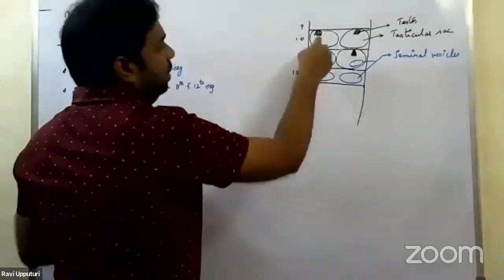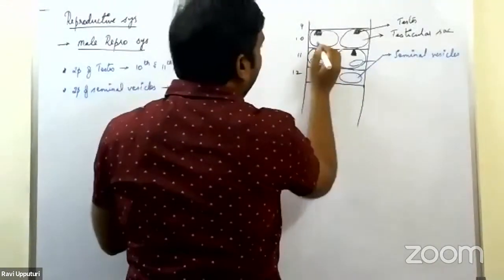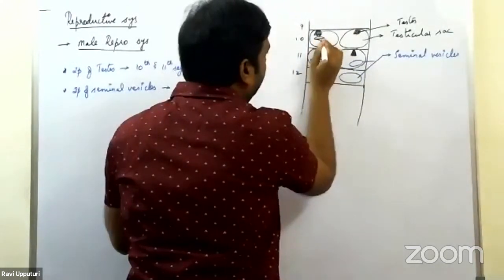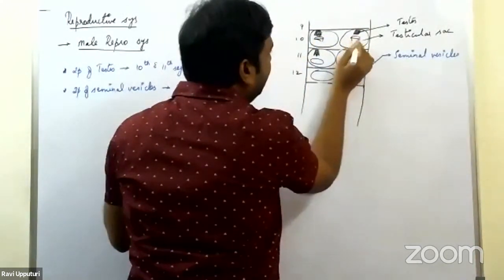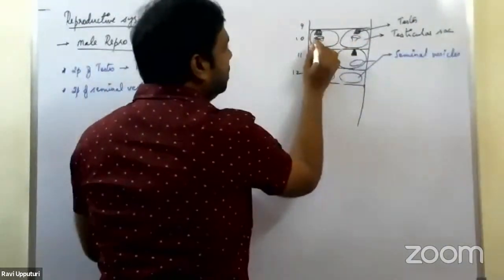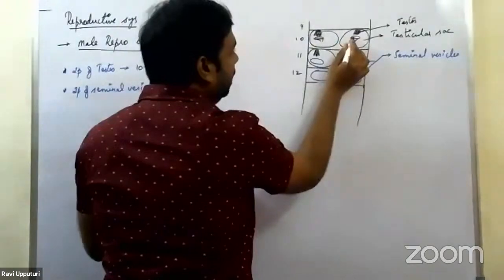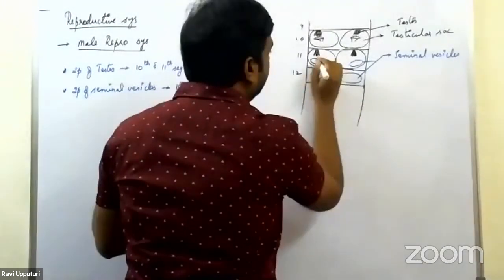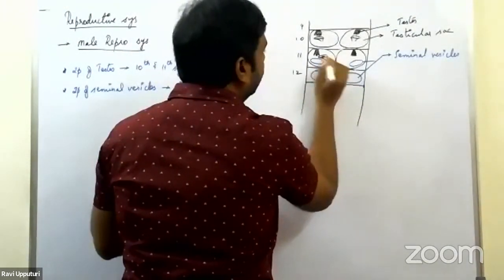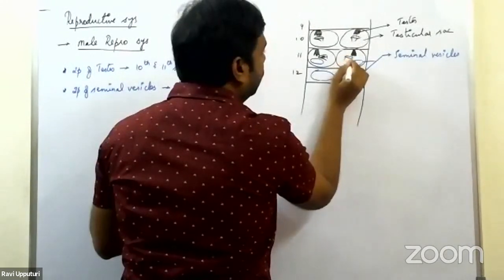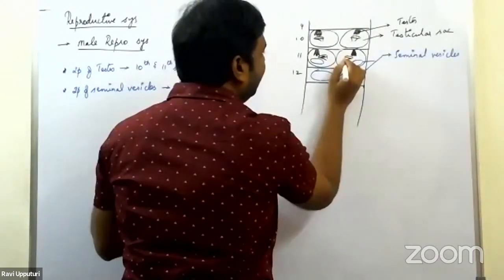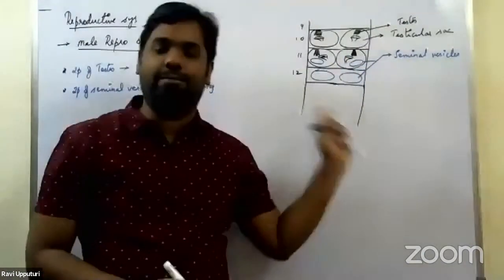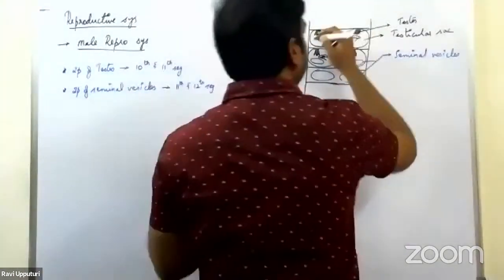Before that, the testes have these funnel-like structures. Each testis is provided with a funnel-like structure, which we call the testicular funnel. These testicular funnels are surrounded by ciliated epithelial tissue. Here also there would be funnel-like structures which arise. These funnel-like structures start collecting the sperms because of the presence of ciliated epithelial tissue, so we call them testicular funnels.